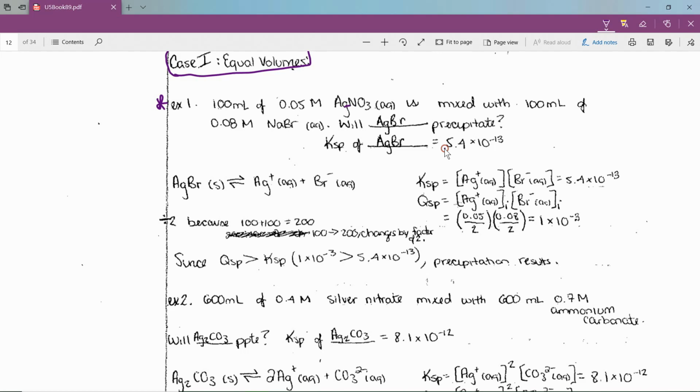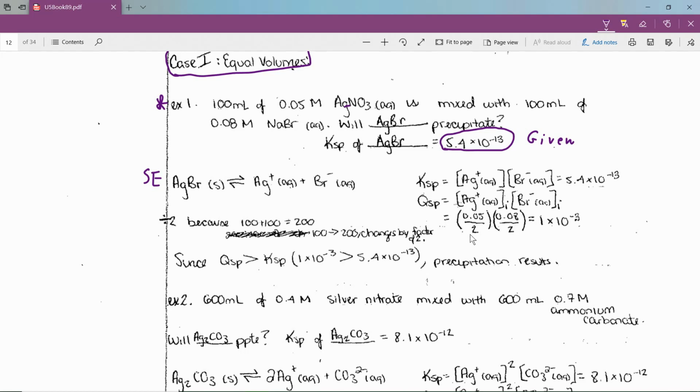And then I could look at a table, or I could just give you a few KSPs. So the KSP of AgBr is given as 5.4 by 10 to the minus 13. Okay, so here's my solubility equation. AgBr solid goes to Ag plus aqueous plus Br minus aqueous. My KSP is Ag plus aqueous times Br minus aqueous, which is 5.4 by 10 to the minus 13. My QSP is my instantaneous concentration of Ag plus times my instantaneous concentration of bromide.